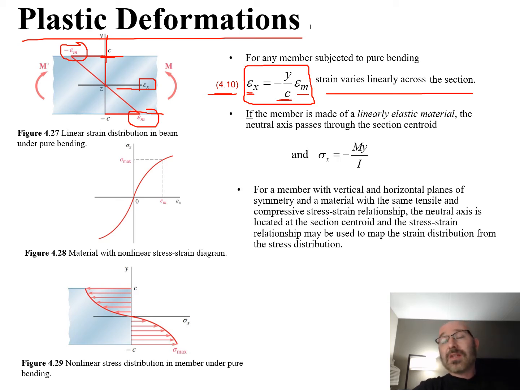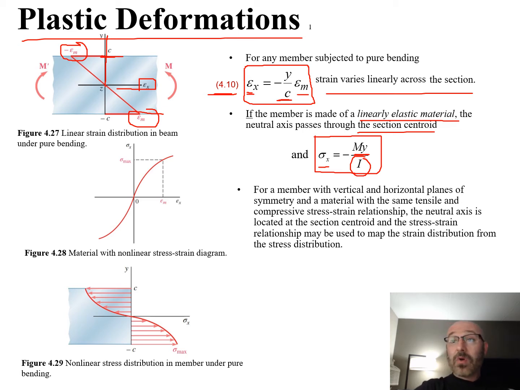So now if we consider the case where we have a member that is made of a linear elastic material, then the neutral axis passes through the centroid of the section. For that, we then have this reduced equation, that sigma in our x direction is equal to negative M y, our moment times that y distance, all divided by I. And again, I is going to vary based upon the shape and geometry of our member.